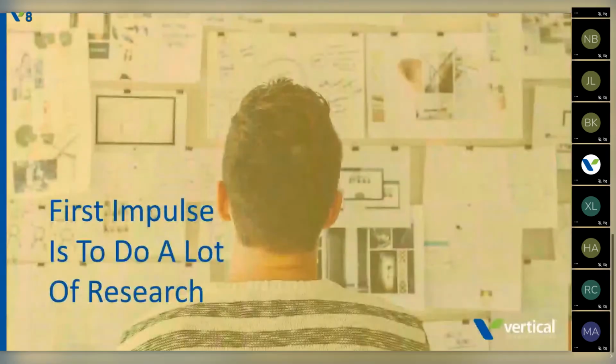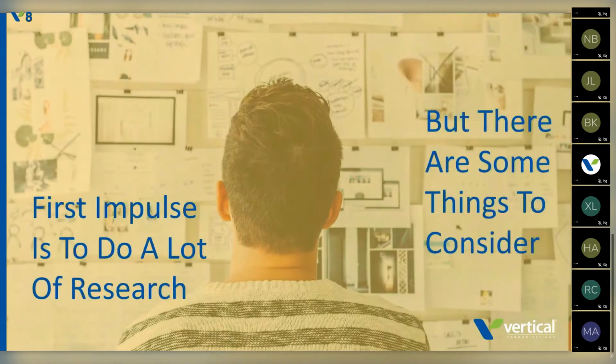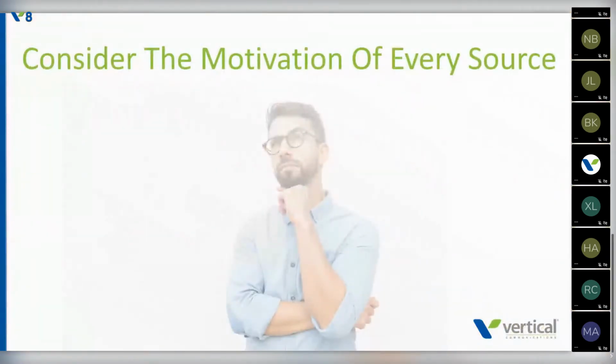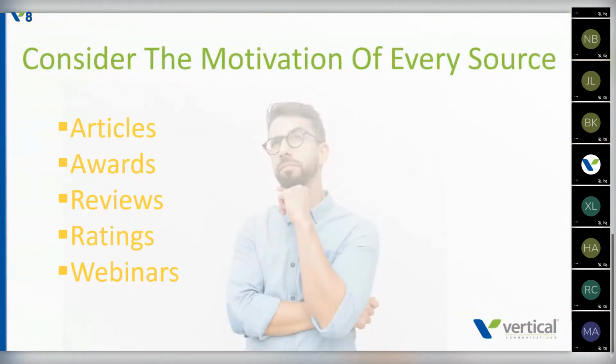Now, the first impulse we always do is let's just jump on the internet, search, and find a bunch of information about it. And that's a good impulse, but there are some things to consider. There are some issues there that you have to think about. So the very first thing to consider is that you have to think about the motivation of every source you're looking at. You might be looking at articles on the topic of unified communications.